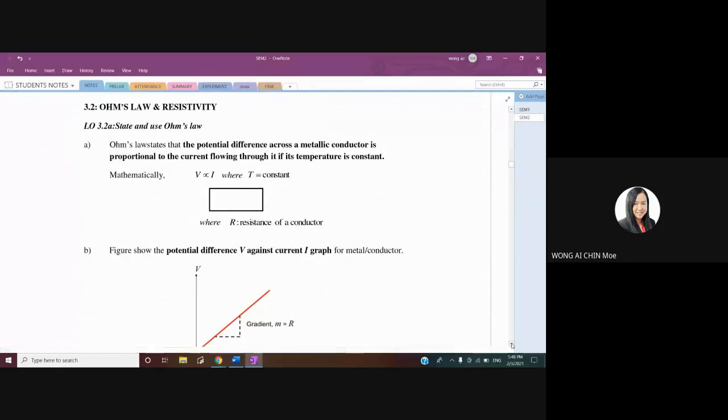Okay, so welcome back, class. We will continue with the second subtopic, 3.2, Ohm's law and resistivity.